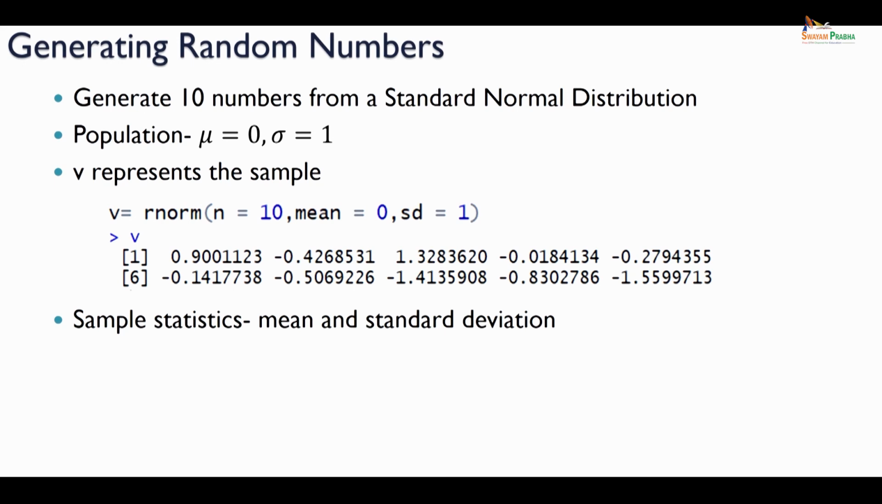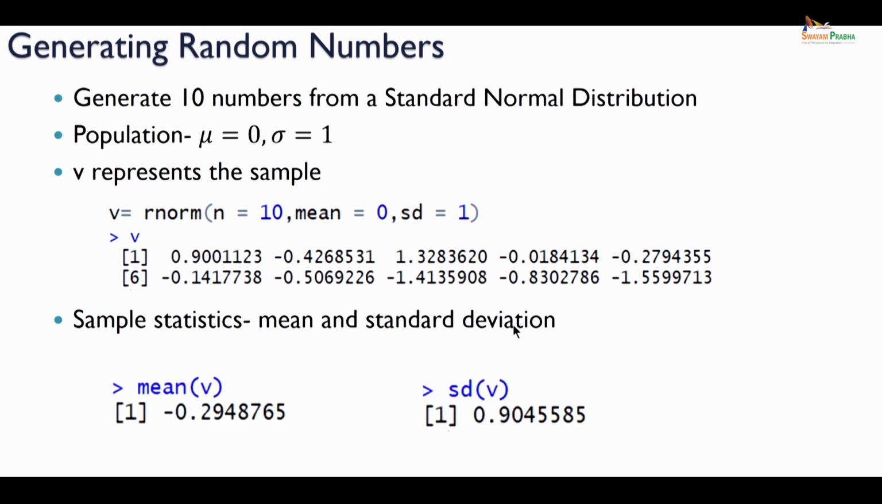Let us look at the sample statistics, which are the mean and the standard deviation of the sample V. If you compute the mean, you get minus 0.29. We can round it off to minus 0.3, and the standard deviation of the sample V is 0.9. The population mean is 0, but the sample mean is minus 0.3. This is slightly away from the population mean, and that is because we have generated only 10 numbers. Let us see, instead of 10 numbers, if we generate 100 numbers, whether the sample mean comes closer to the population mean.